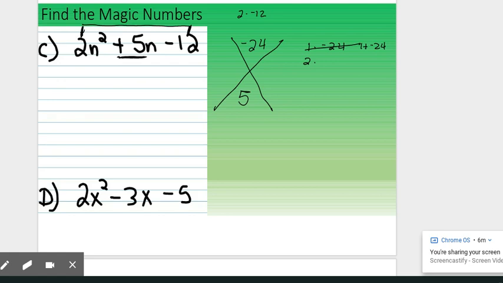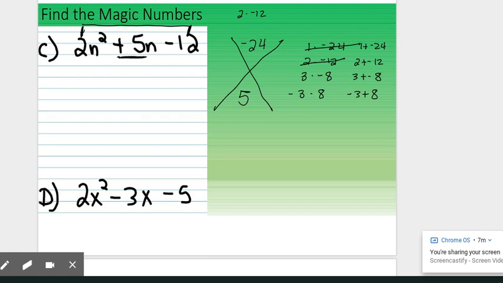Negative 24 divided by 2 is negative 12. That multiplies. But if I add, that's going to add to be negative 10. So that's not going to work. Next number is 3. Negative 24 divided by 3 is negative 8. That multiplies right. But when I add this, I actually add up to negative 5. So again, one of them has to be negative, but I can just switch it around. Negative 3 times 8 is negative 24.